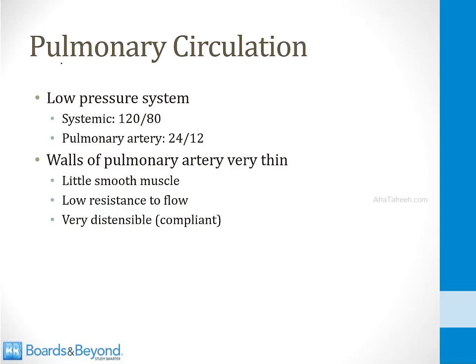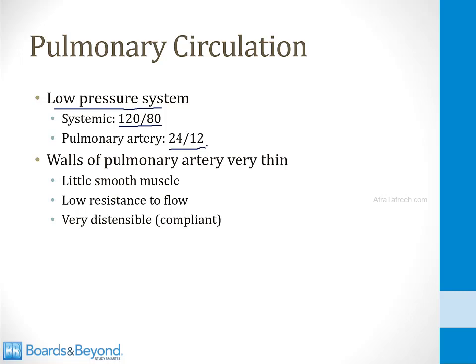Let's start by talking about the pressure in the pulmonary circulation. You should know that the pulmonary circulation is a low pressure system, much lower than what you find in the arteries of the body. For example, as you know, a normal systemic blood pressure is about 120 over 80. In contrast, normal pulmonary artery pressure is about 24 over 12.